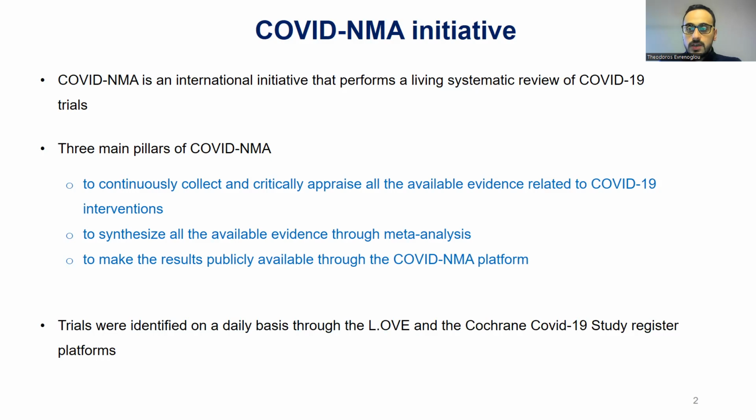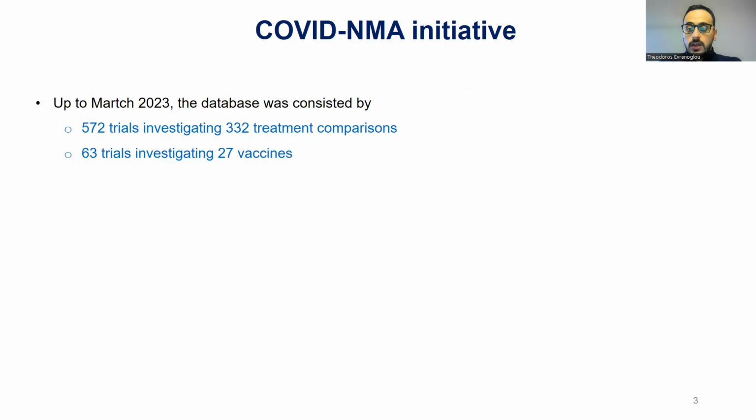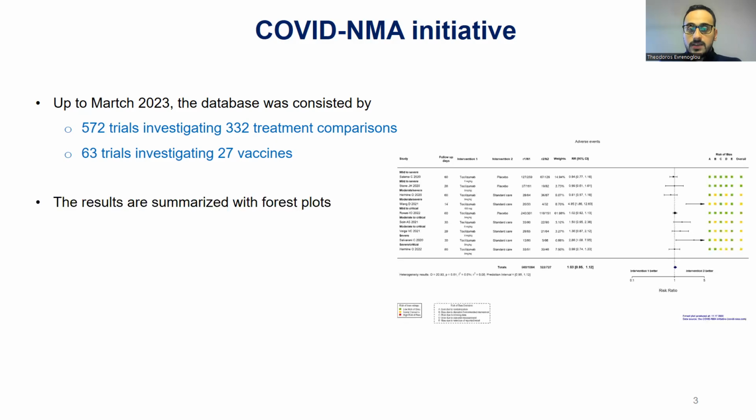All this continuous work has led to a huge amount of available information in our database. Up to March 2023, the Covid-NMA database consisted of 572 trials that were investigating 332 treatment comparisons and 63 trials investigating the efficacy or safety of 27 vaccines used against Covid-19. All the data for the different pairwise comparisons in our database are pooled through meta-analysis and are summarized with forest plots that are a standard way to summarize meta-analytical results. These forest plots are then uploaded in the Covid-NMA platform.